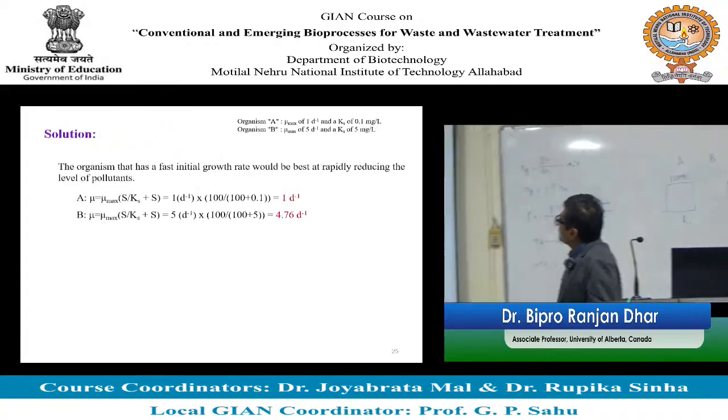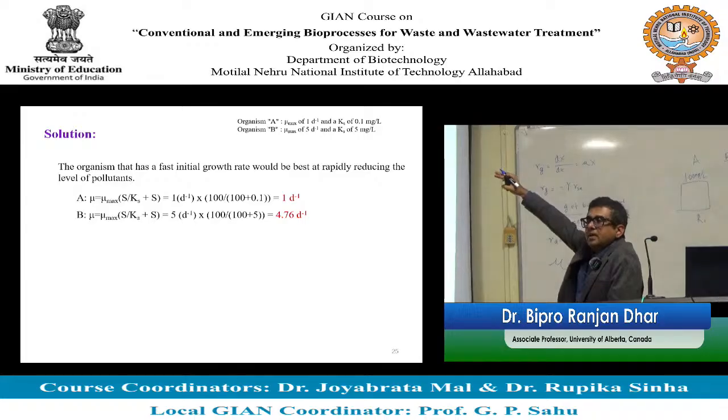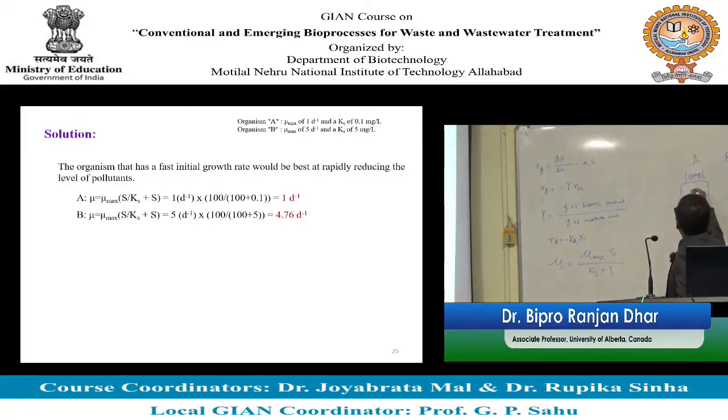So now I have the Monod equation. I can put S as 100 milligram per liter, and Ks as 0.1 and 5. You can see here that for A it's 1 per day and for B it's 4.76 per day. That means at high concentration the growth rate for B is going to be higher, right? So B is going to be more efficient at 100 milligram per liter. So I am going to put microbe B here.